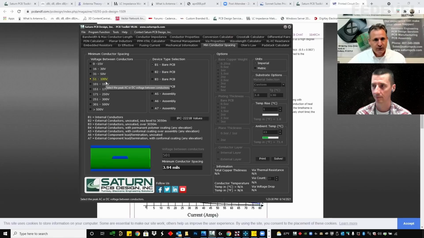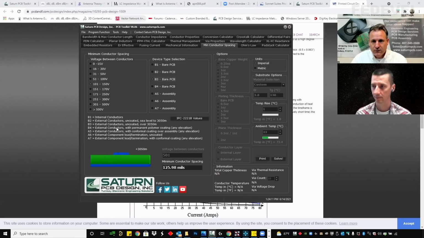And I use it as if it is a spacing. I do a lot of 125 volt work. And I've used this quite often for external conductors with a conformal coating of some type. External conductors uncoated, so the B3 I use, that's what it would be if it was uncoated. Uncoated means no solder mask.